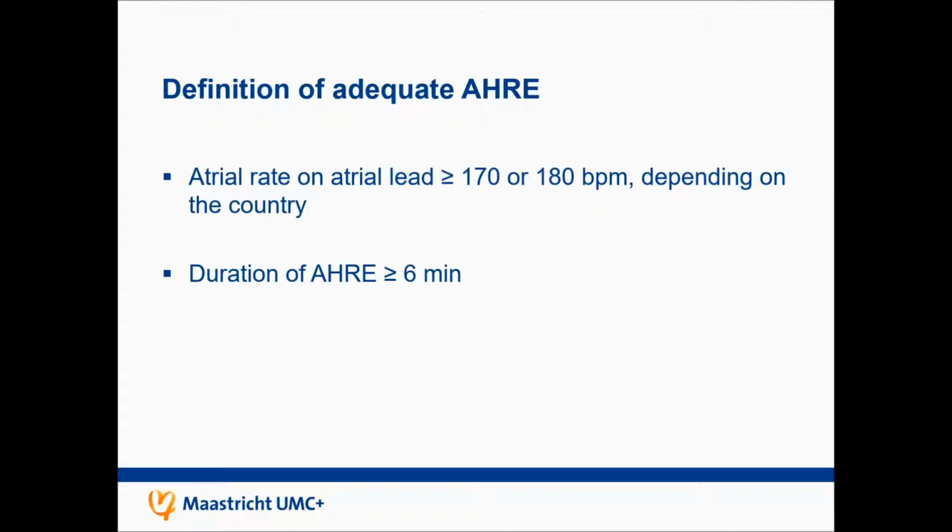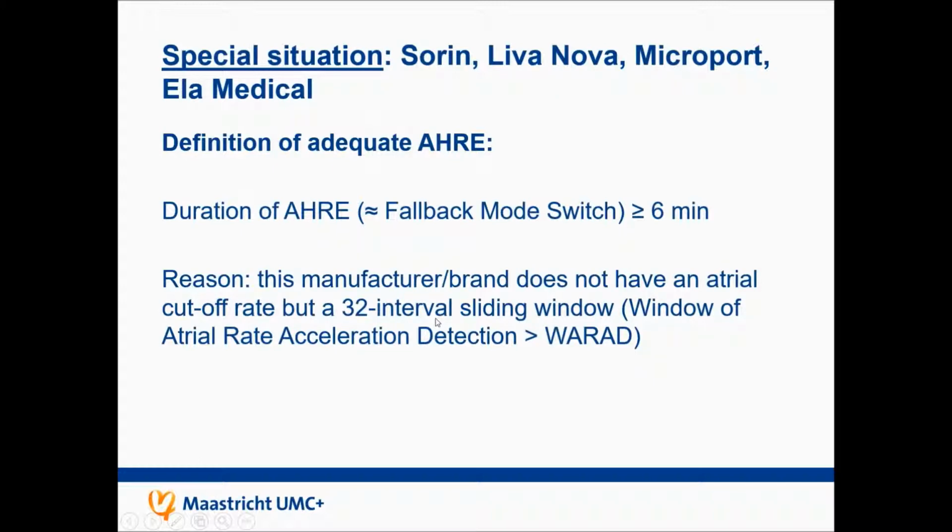I'm talking of atrial high rate events and adequate atrial high rate events. Now, what is an adequate atrial high rate event? It's an atrial rate detected on the atrial lead of a device that's faster than 170 or 180 beats per minute. And that rate cutoff is depending on the country of the investigator site. And the atrial high rate has to be longer than 6 minutes. I'll get back to my remark about the country.